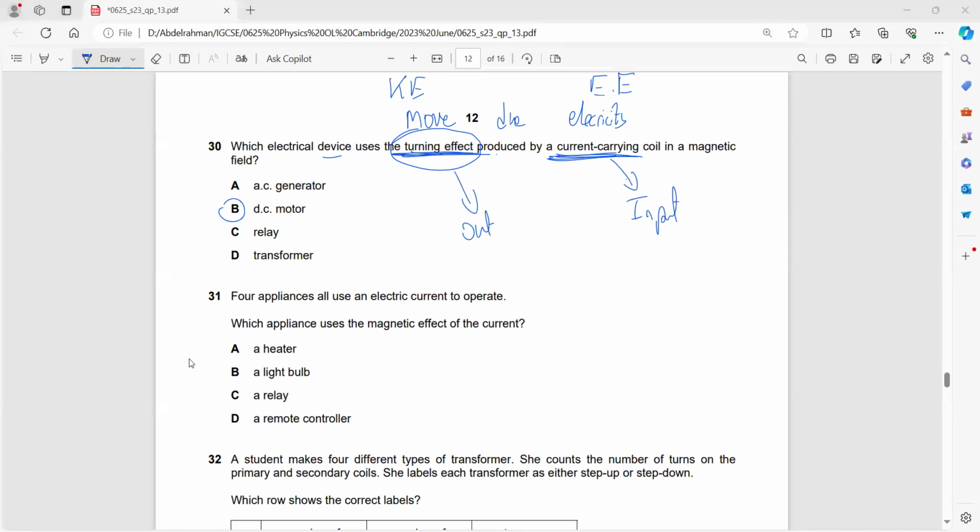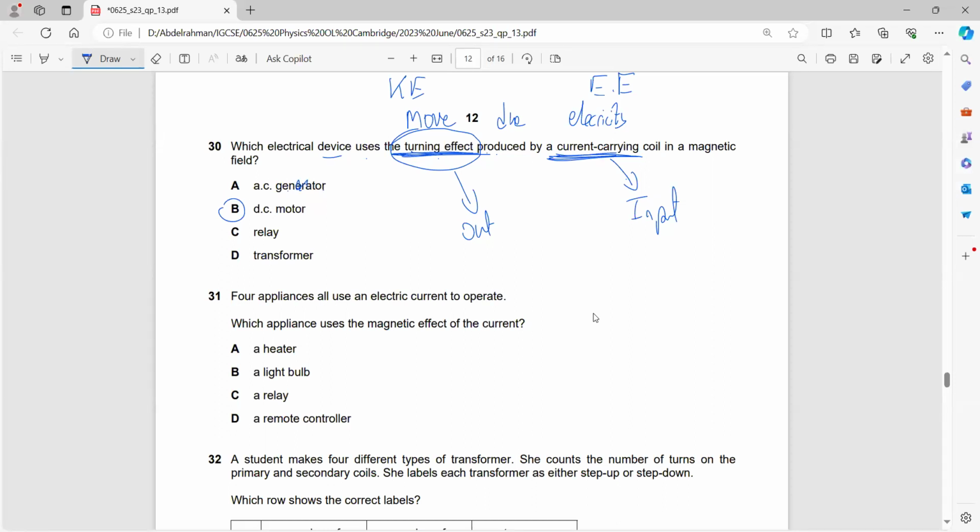What about the AC generator? Actually, it's reversed. Uses the turning effect, this is the output, not input. The AC generator would have an input of kinetic energy and an output of electrical energy. It would be the other way around.